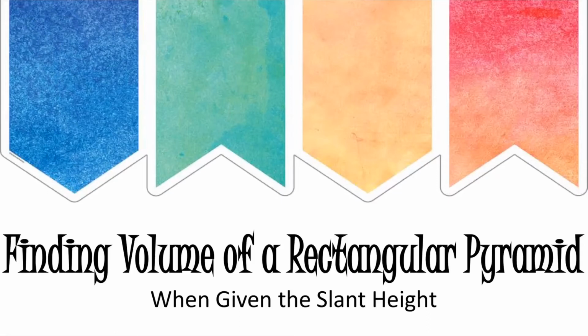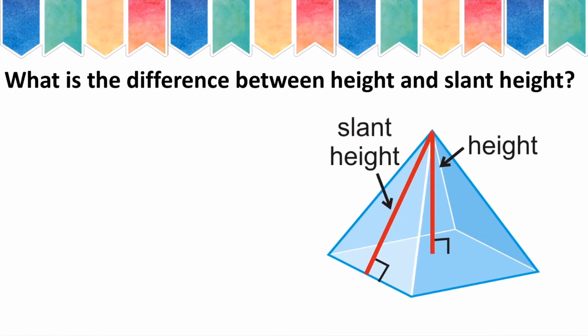Hello, in this video we will be learning how to find the volume of a rectangular pyramid when we are given the slant height. So first we need to understand what is the difference between height and slant height. As you can see in this picture, the height is the distance from the base straight up to the top of the pyramid, whereas slant height is the distance along the side of the pyramid.